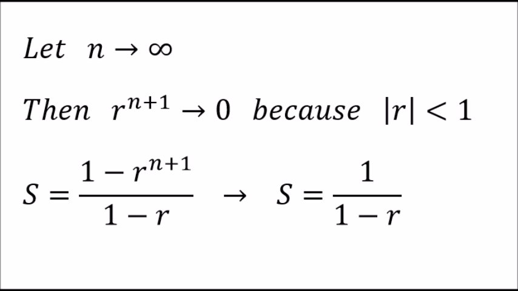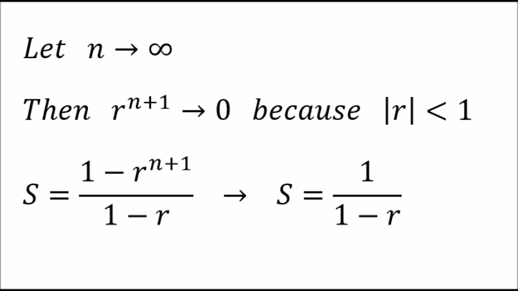Without losing any functionality, we can restrict r to be less than 1 and let n go to infinity. This makes r to the n plus 1 go to 0, which simplifies our expression. S equals 1 over 1 minus r. So that's how we derive the expression to sum a geometric series.